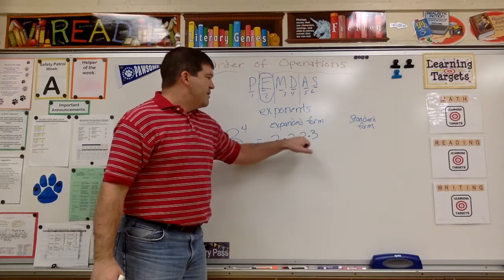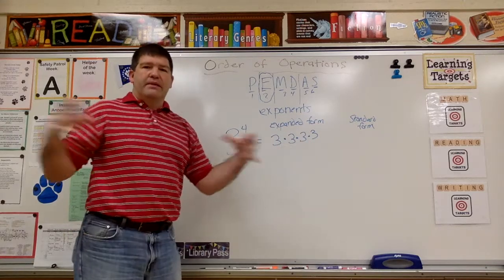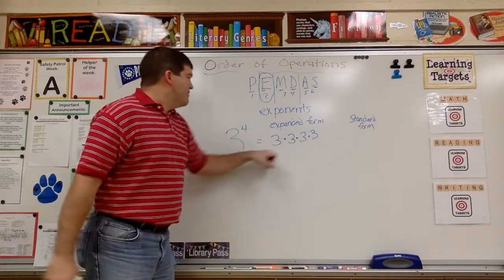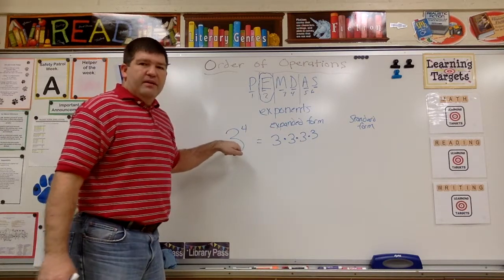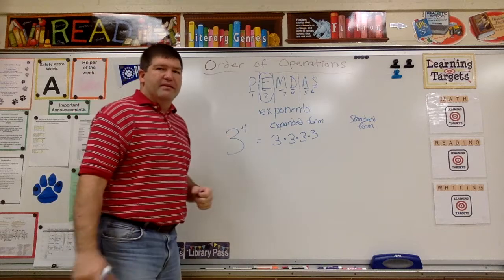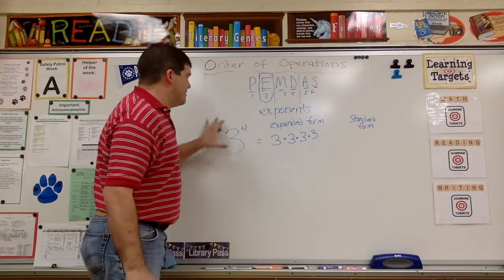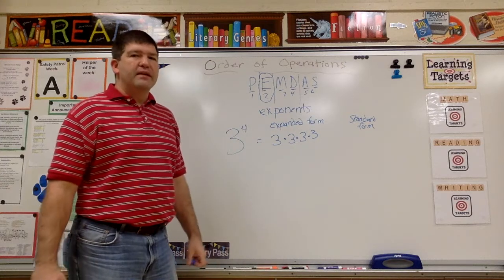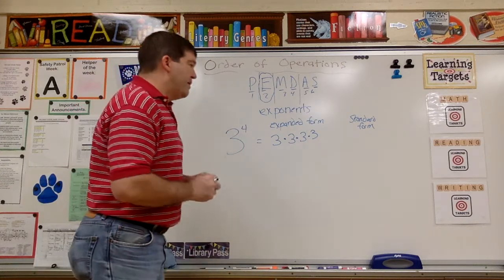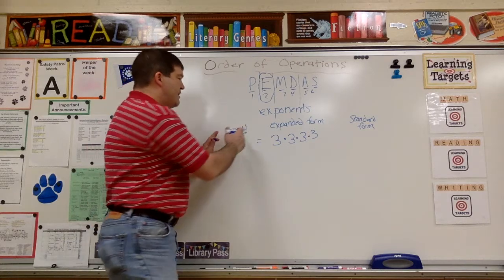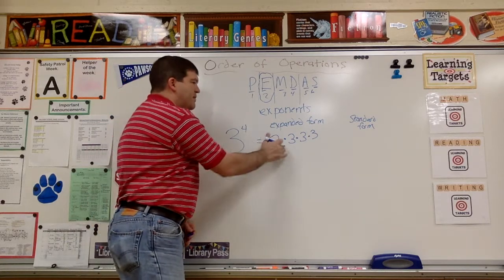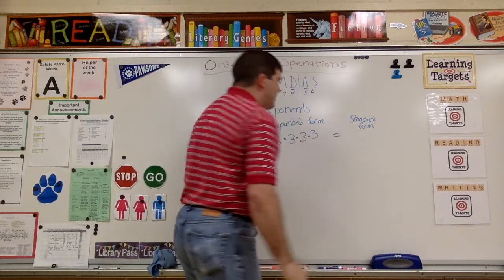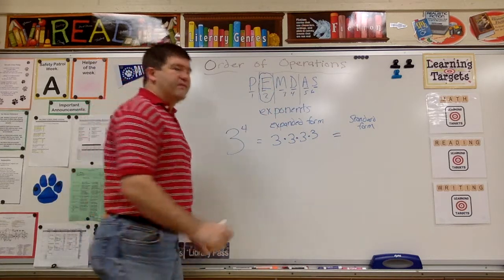So you have 3 times 3 times 3. Now, expanded form is bigger, longer, takes up some more space. So it's kind of nice to use exponential form. It compacts things. It makes it a little easier to see. This is kind of long and can get a little bit confusing. But it's okay, as we're learning it, to put it into expanded form, and then we're going to get the standard form. The way you get the standard form is by solving.